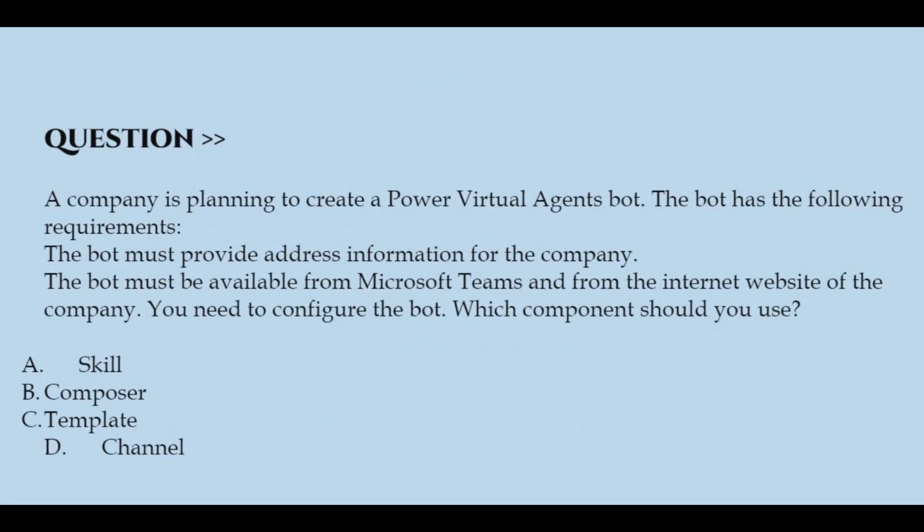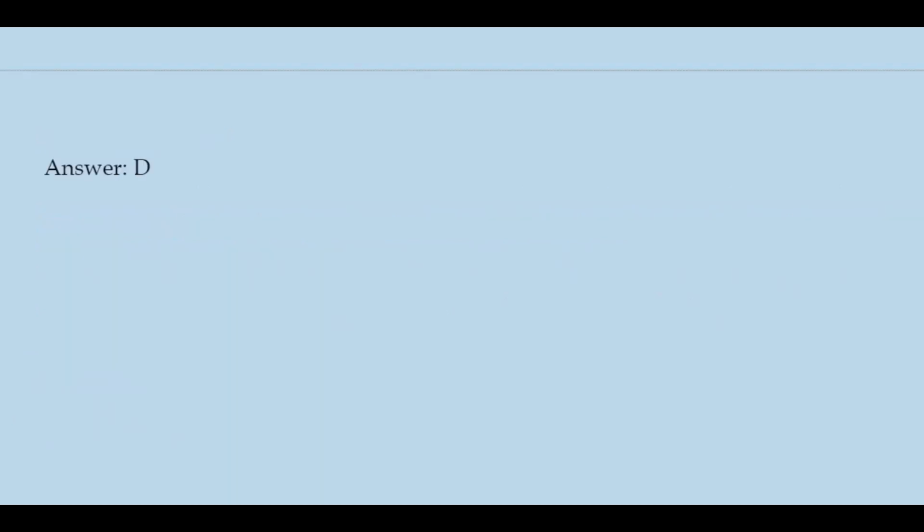Our question is, a company is planning to create a Power Virtual Agents bot. The bot has the following requirement. The bot must provide address information for a company. The bot must be available for Microsoft Teams and from the internet websites of the company. You need to configure the bot. Which component should you use? Option A, skin. Option B, composer. Option C, template. Option D, channel. Correct answer is option D.